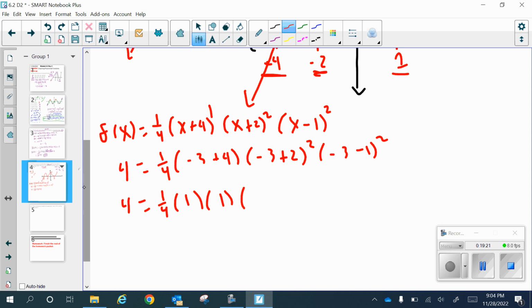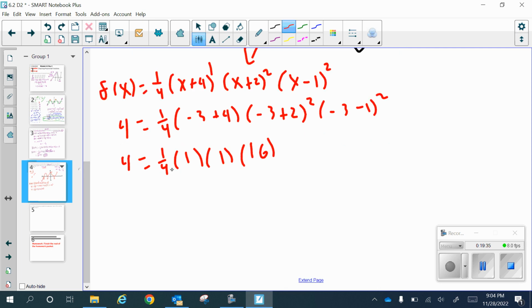Okay, yeah, that's right. Negative 3 minus 1 is negative 4. And negative 4 squared is a positive 16. So what I get is 4 equals 1/4 times 1 times 1 times 16. These kind of go away, so it's really just 1/4 times 16, or 16 divided by 4, which is 4. So 4 equals 4, and that's right.